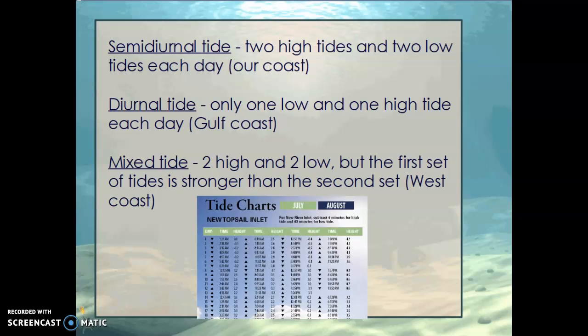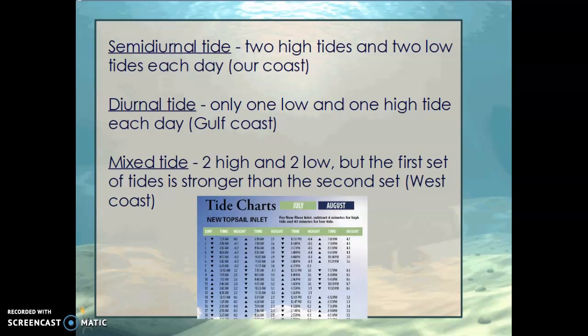Now the mixed tide is what we find on the West Coast. It is very similar to our tide because there are 2 high and 2 low a day, but the second set is much weaker than the first set. As an example, if you have a high tide at 8 feet and a low tide at 2 feet, the second set might be 6 foot and 4 foot. They're very distinguishable on a graph because you'll have a really high one and a really low one, and then the other ones will kind of be mediocre. So East Coast, Gulf Coast, West Coast is the difference.